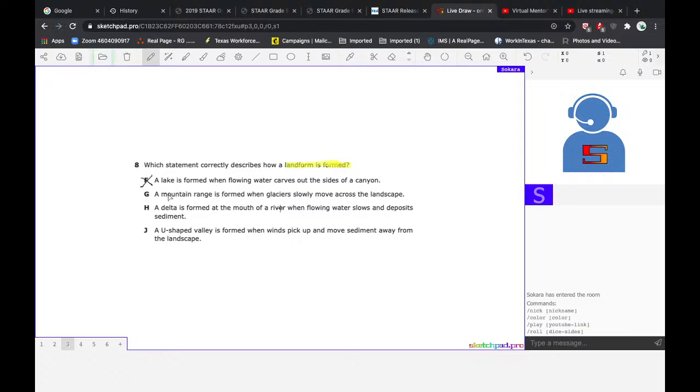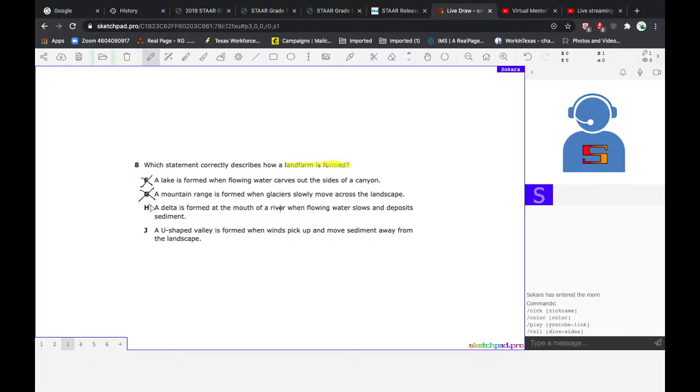Answer choice G is saying a mountain range is formed when glaciers slowly move across the landscape. Well, mountains are broken down by glaciers, but they're not formed by glaciers, right? They get eroded by glaciers, but glaciers themselves won't actually form mountains. So we can cross that out.